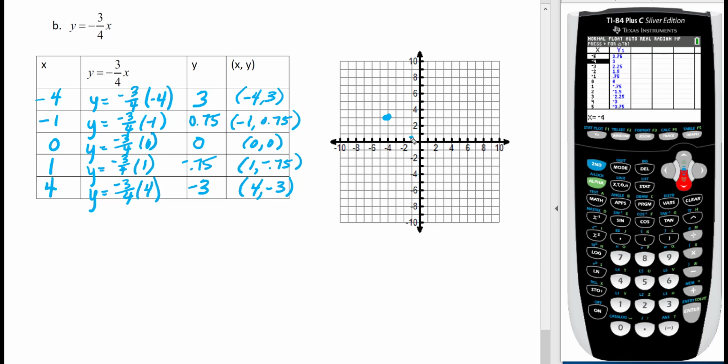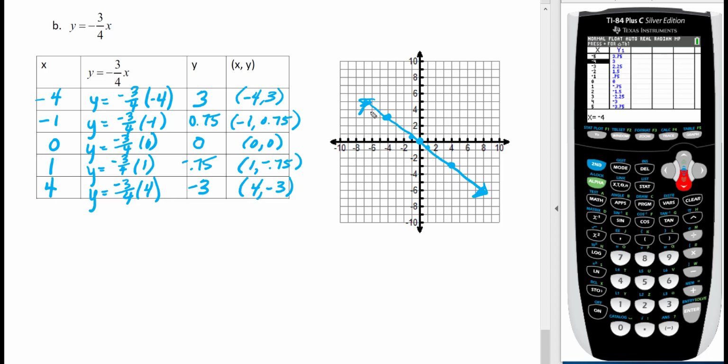That's kind of hard to see, but it's right there. To the left 1 and up 0.75. 0, 0 is the origin. So then we go 1 and -0.75, to the right 1 and down 0.75, and then to the right 4 and down 3. We can connect these dots and draw our arrows at either end.